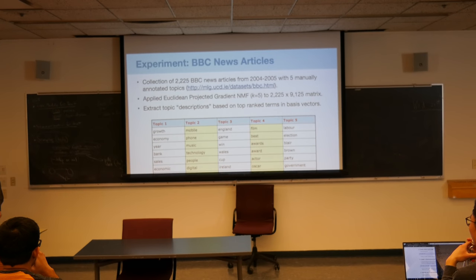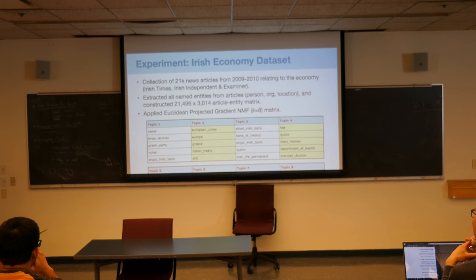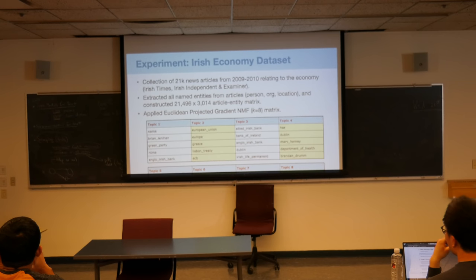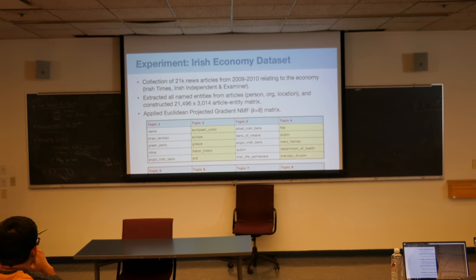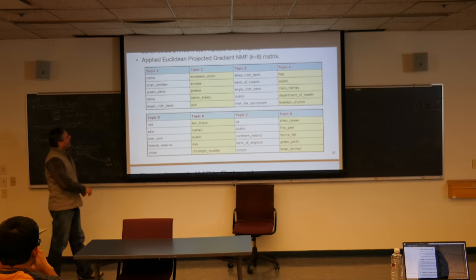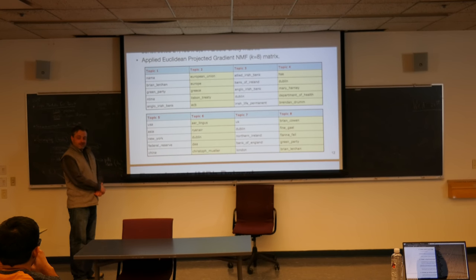Let's try one more. This is, I think, from Ireland. Same thing, but that's a lot more, 21,000 news articles. I don't think this is related to 20 newsgroups, but the number is similar. We don't see the whole thing, okay. How about those topics? Are they coherent?